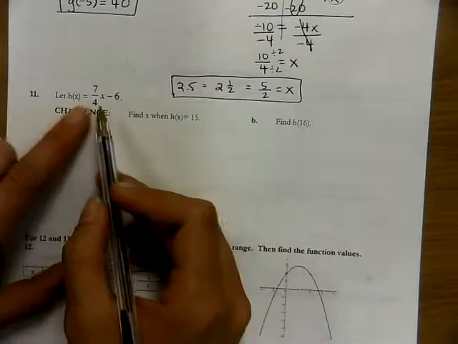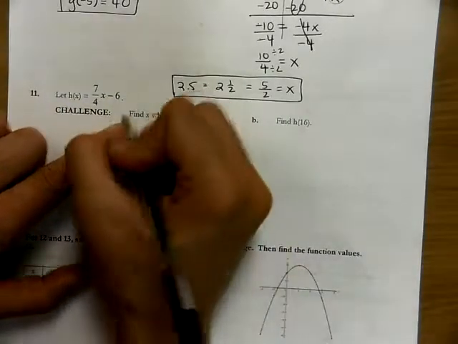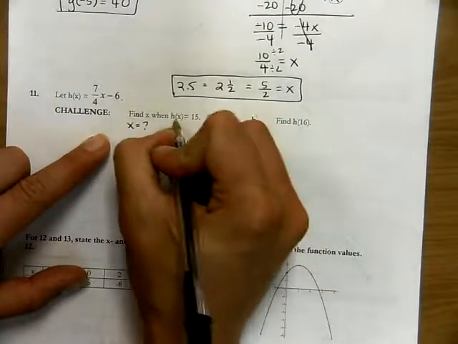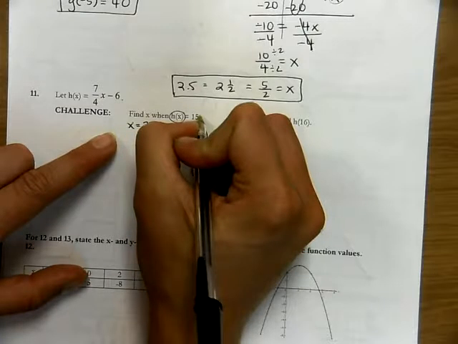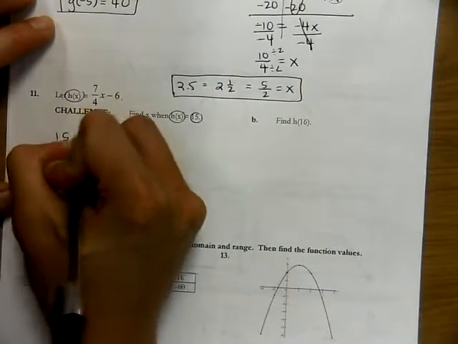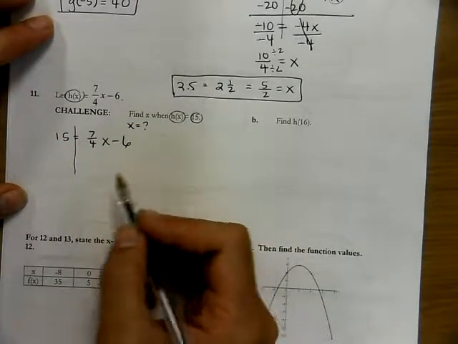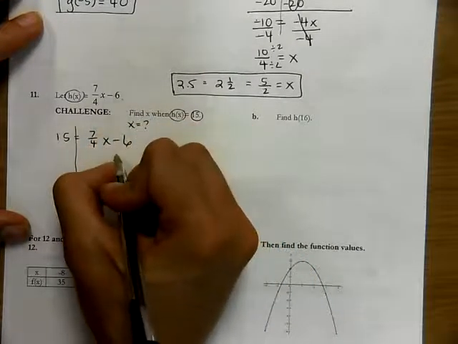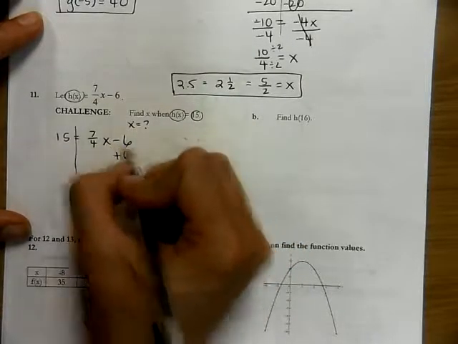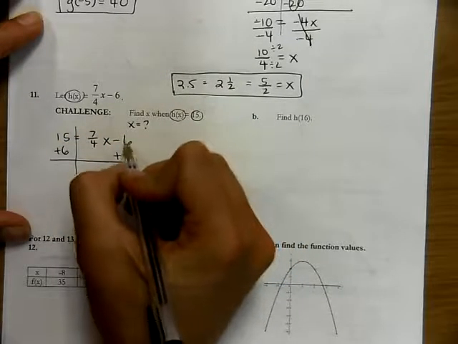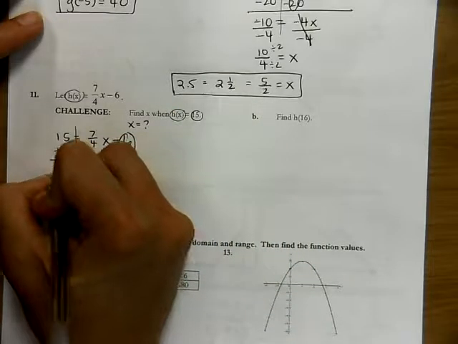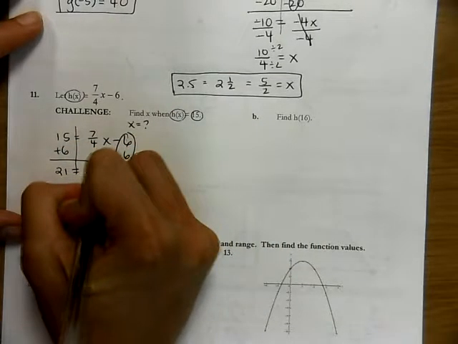Scooching down, again, another challenge problem. When I tell you what h of x is, it says find x, so what does x equal? When h of x, or y, equals 15, I replace that entire thing with 15. So 15 equals 7/4 x minus 6. Now I do inverse operations to solve. The inverse of subtracting 6 is adding 6, or negative 6 plus 6 is 0. So I have 21 equals 7/4 x.